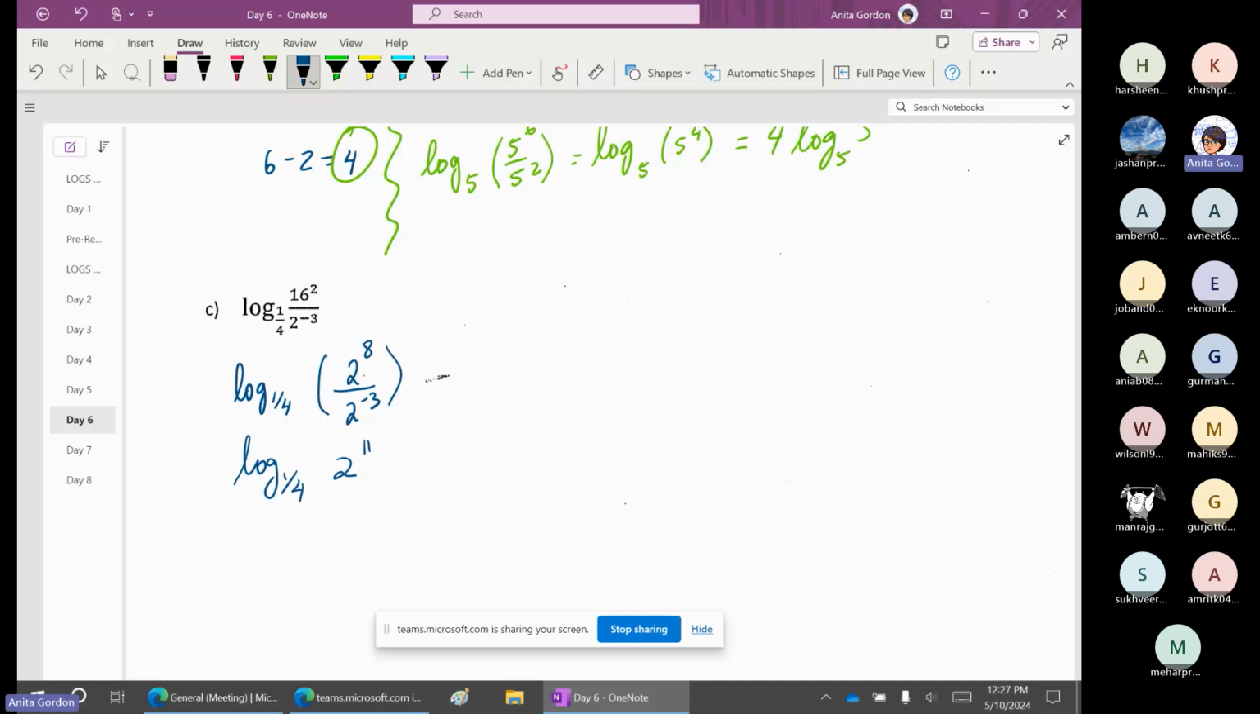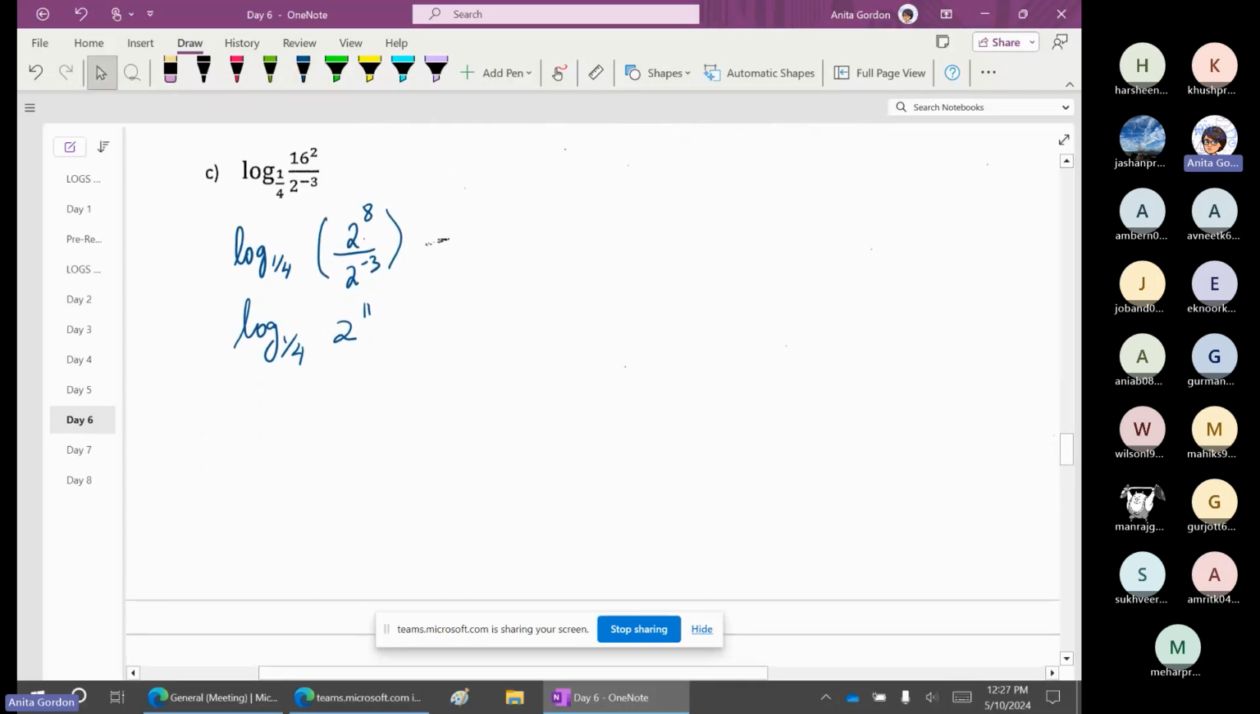Okay, I'm going to show you 2 ways to do this. How could we write a quarter in base 2? 2 to the negative 2. So option 1. I could say log base 2 to the negative 2 of 2 to the 11. Can I write 2 to the 11 in a way where I have negative 2 to the power of something else, so that it reduces?